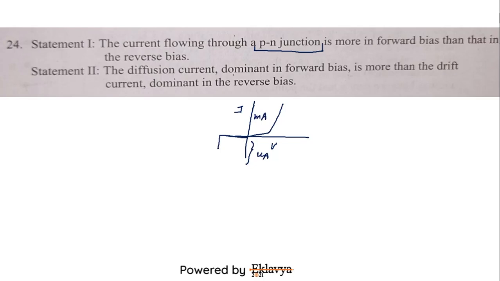Now the reason for that is because the diffusion current is dominant in forward bias, and diffusion current is more as compared to the drift current. So yeah, statement 2 is also a correct one. So the correct answer for this one would be option A, the option that says that statement 2 is the correct explanation of statement 1.